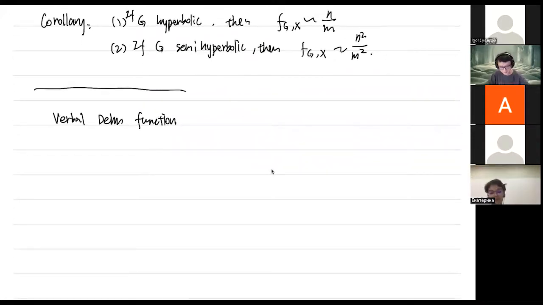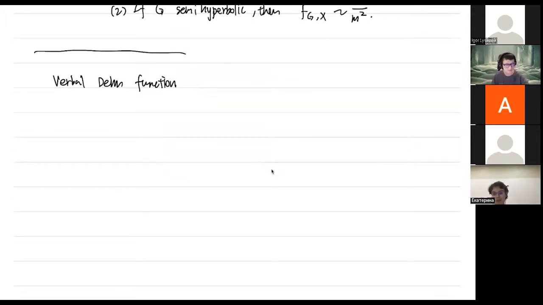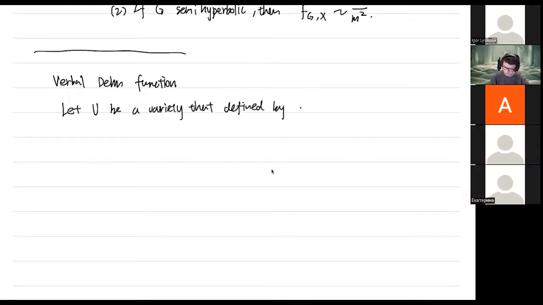Let us just go back to the verbal Dehn function. So they define it for a variety, instead of for some specific groups, but you can use this notion to study the free groups inside the variety. So let's see. Let V be a variety that is defined by a finite set of laws, a finite set of identities.